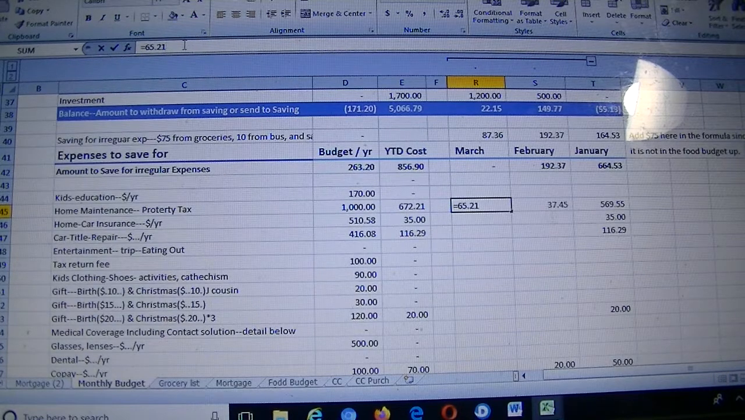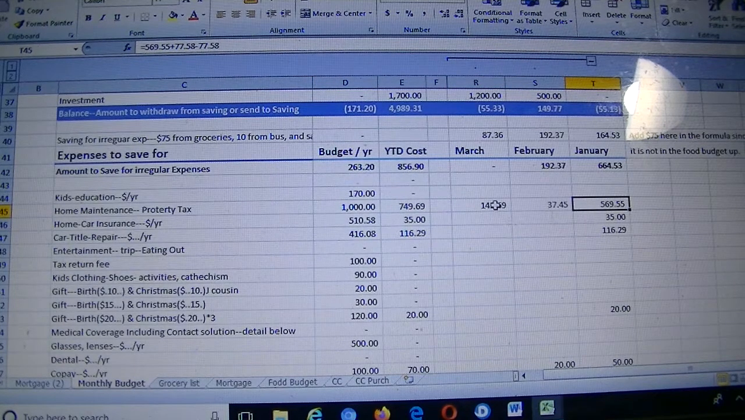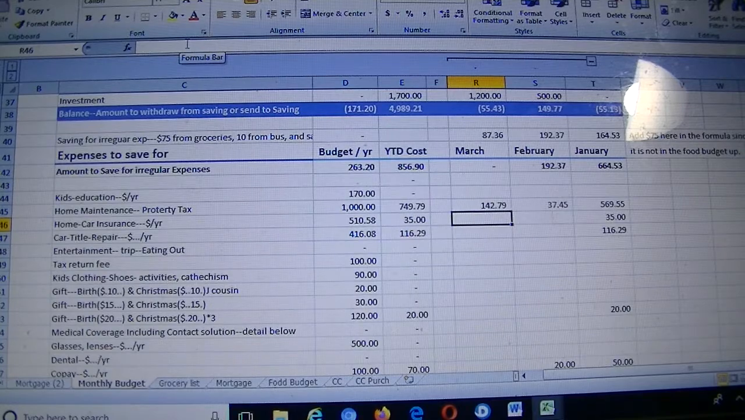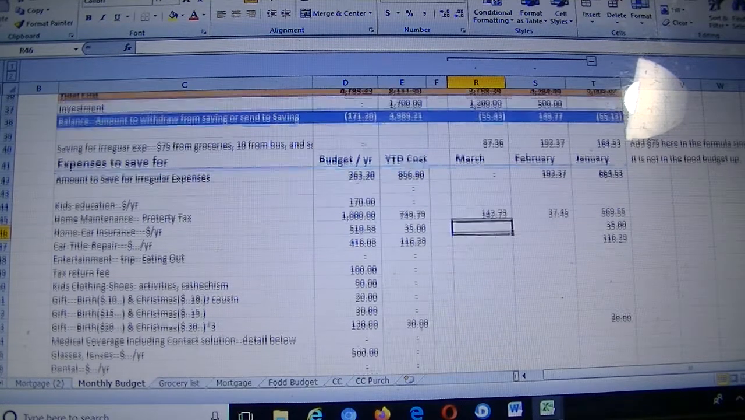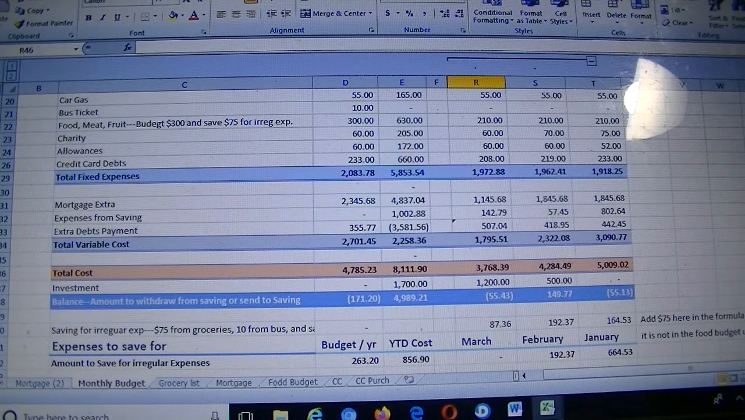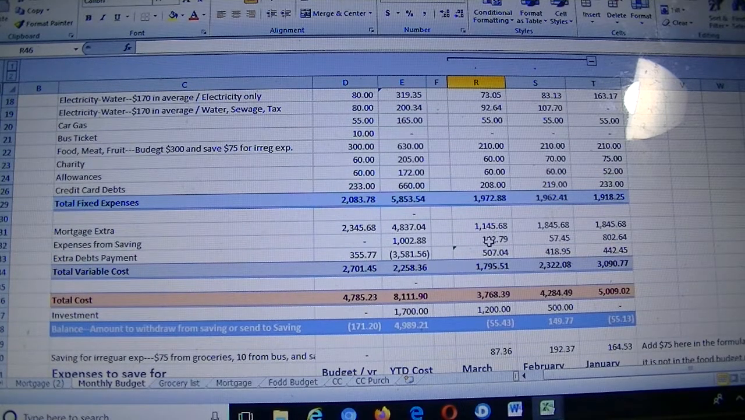So it's going to be plus 77.48. Is it 48 or 58? Let me check it again. 58. So I'm moving it from January to March. So I'm going to pay that amount, 142.79, and we don't have any birthday or anything there to save for. So that amount is here. So that's 142.79 that we will save for.